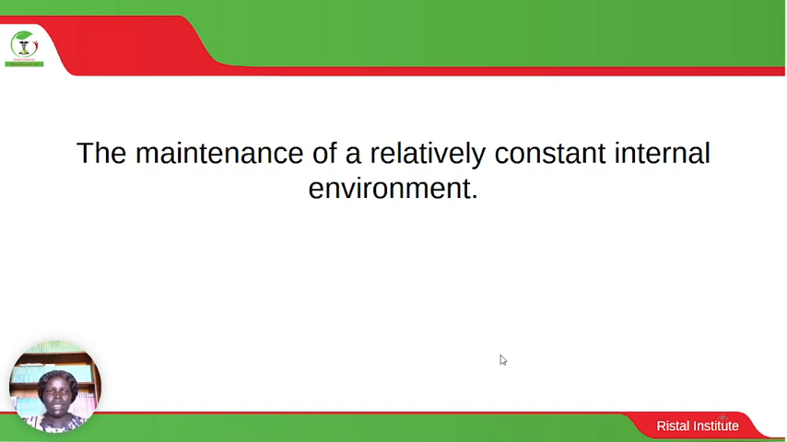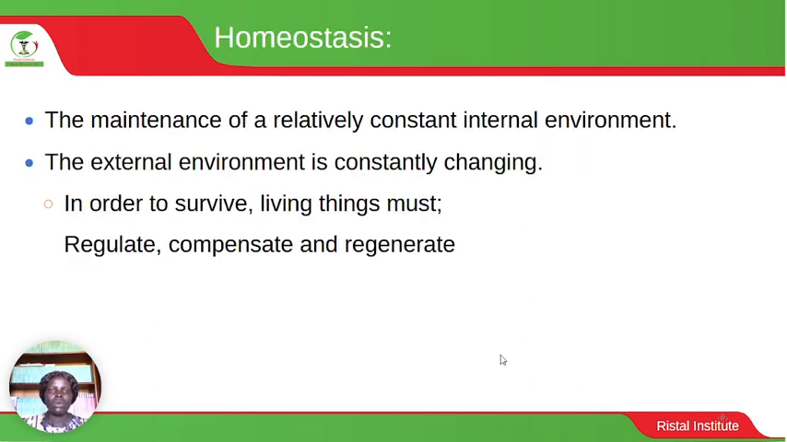Let us look at the maintenance of a relatively constant internal environment. This can be termed homeostasis. Homeostasis refers to the maintenance of a relatively constant internal environment. That means the input and the output are being maintained at a balance, so the body is functioning well and everything is going on well.